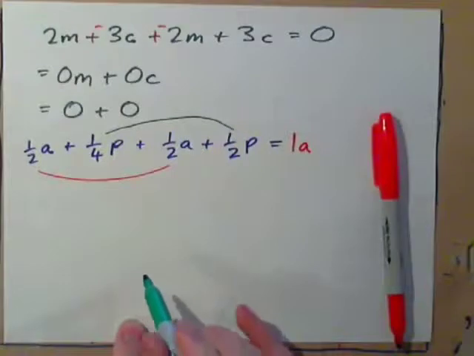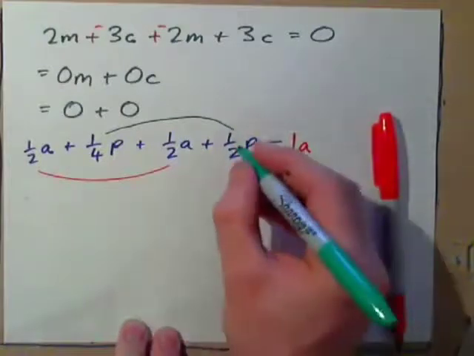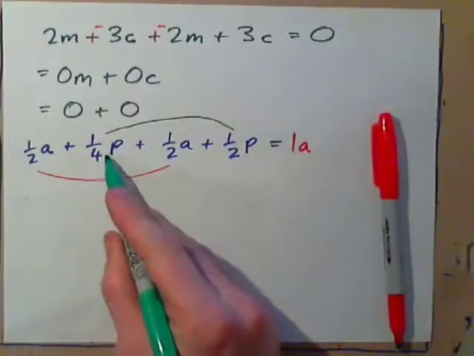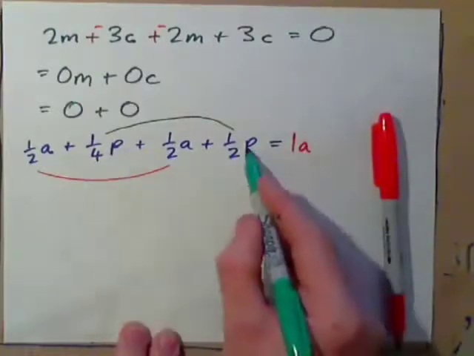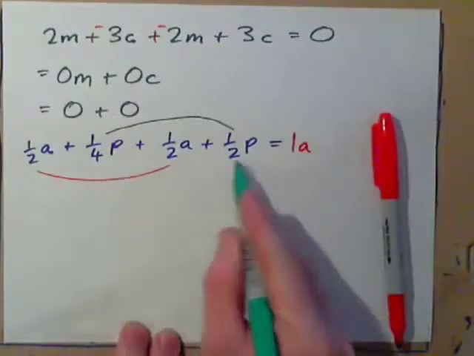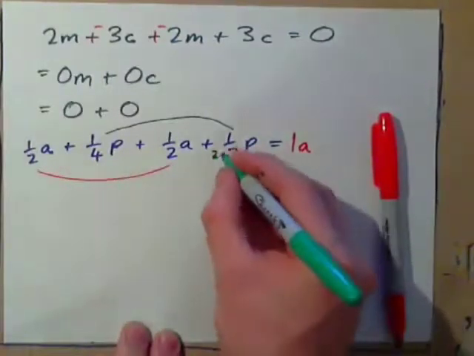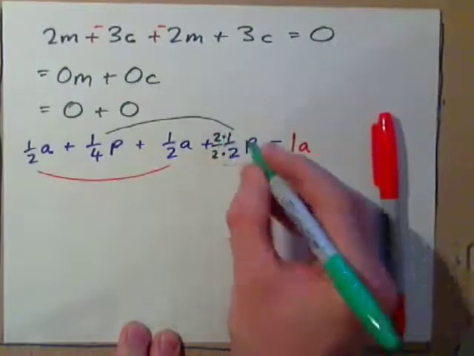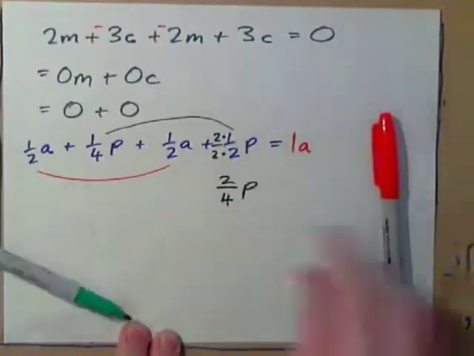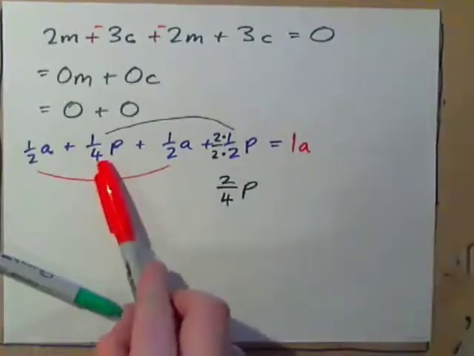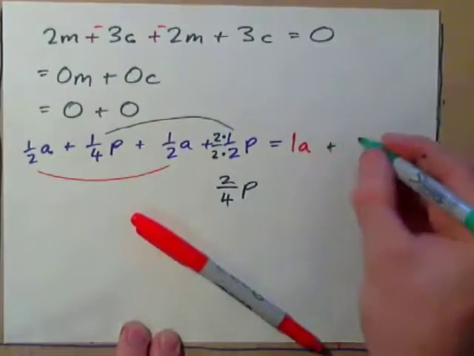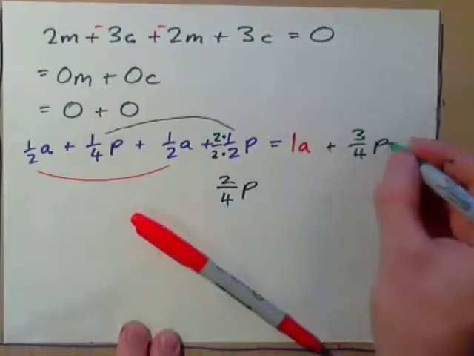Don't tell me you forgot how to add fractions already. Well, we've got to add the coefficients. The coefficient of this p is a quarter. The coefficient of this p is a half. Let's make the denominators the same. Multiply this by 2. Multiply the top by 2. So this becomes 2 over 4p. So 1 quarter p plus 2 quarter p is 3 quarter p, right?